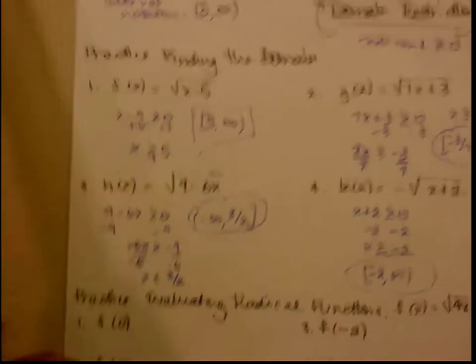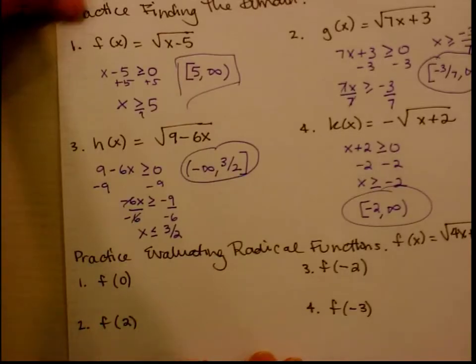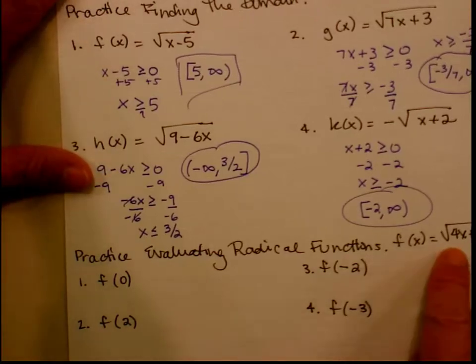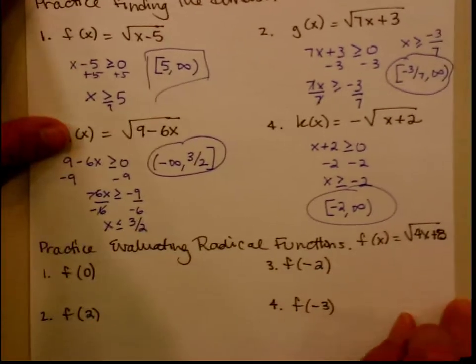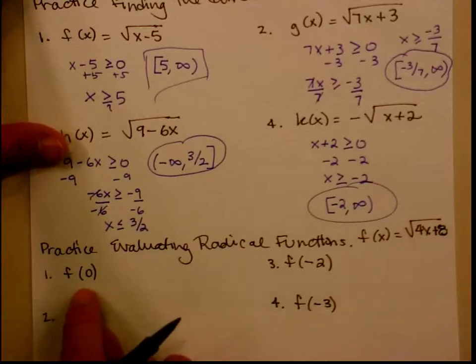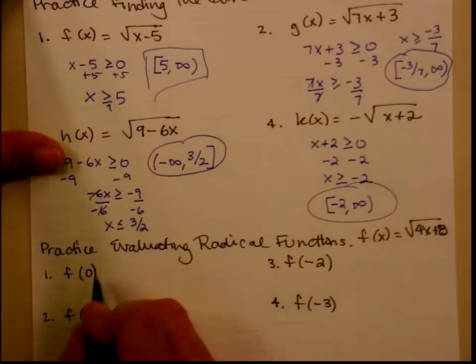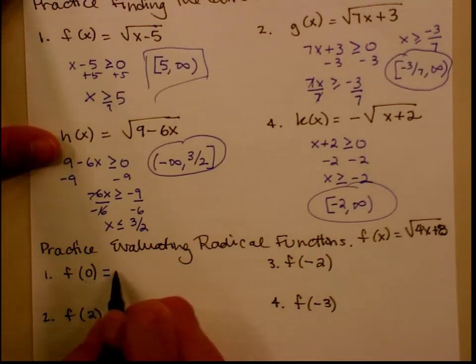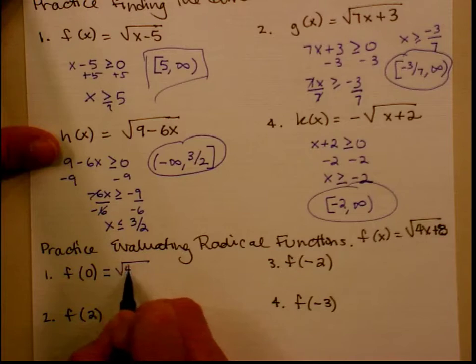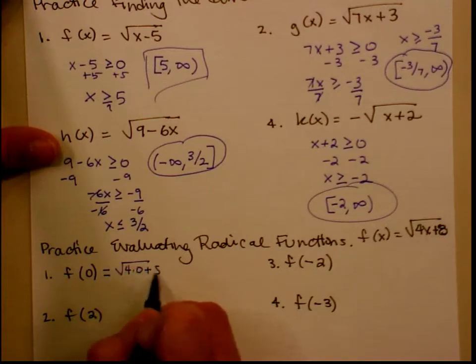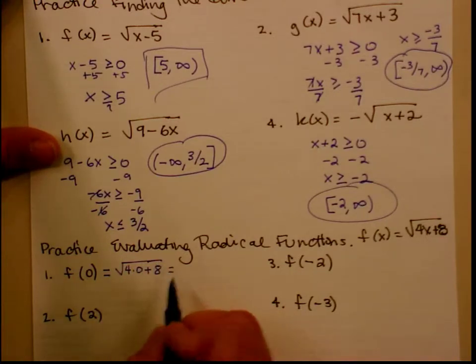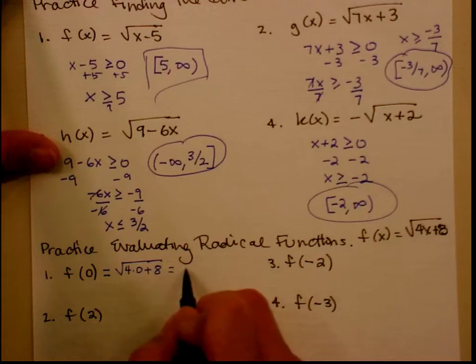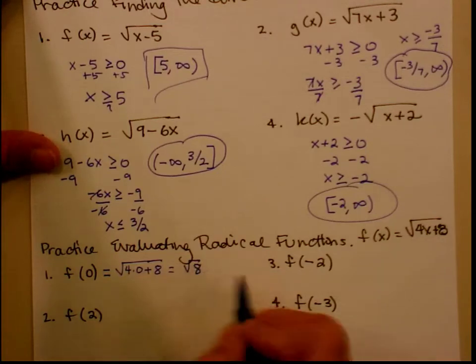Okay, so let's see, what do I have here? Let's practice evaluating radical functions. So f of x equals the square root of 4x plus 8. And if I ask you to find f of 0, you'll remember from chapter 7, we replace all of the x's with this value. So I'll have 4 times 0 plus 8. Well, anything times 0 is 0, plus 8 is 8. So I have the square root of 8.